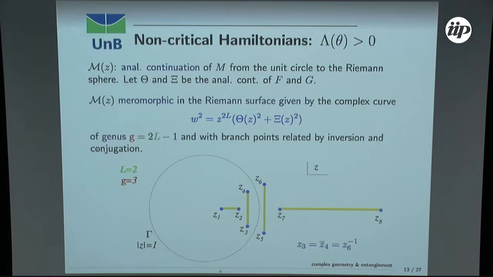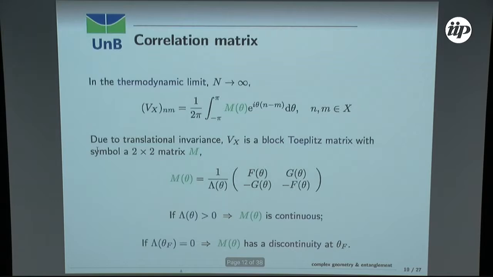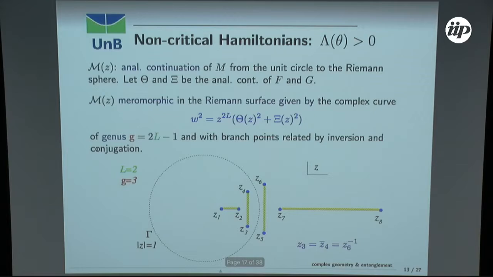And again, this theta and this zeta depend on the f and g, which depend on a and b. So now, we found this cute relation: usually, an example of these complex curves is a torus. A torus is a genus one surface, and we can show that the genus of our curve is associated to the maximum range of interaction. For instance, for nearest neighbors, L equals 1, so g equals 1, and I have a torus.